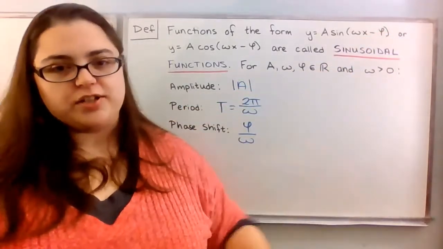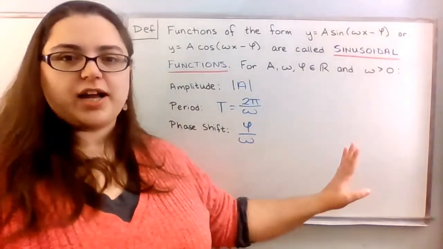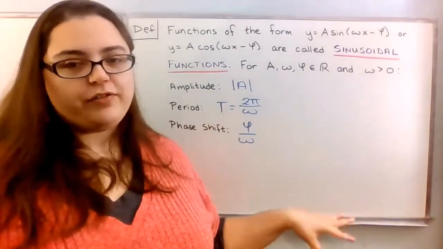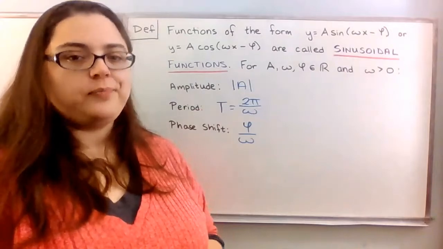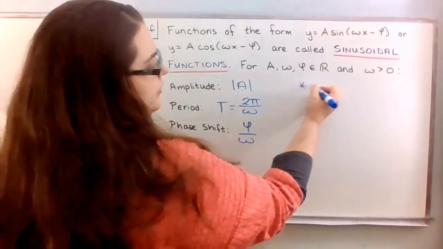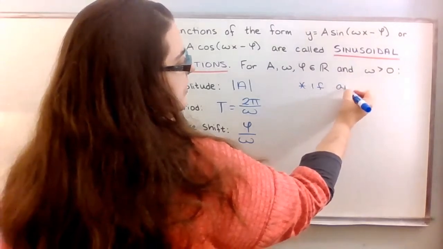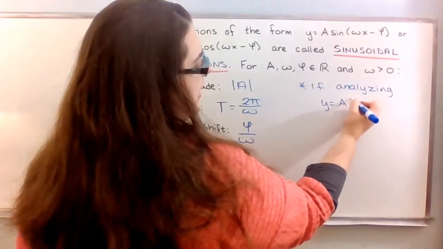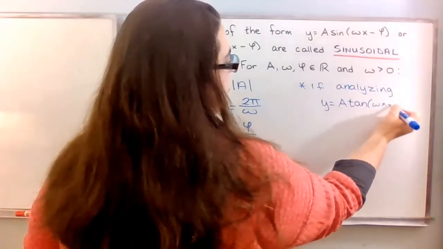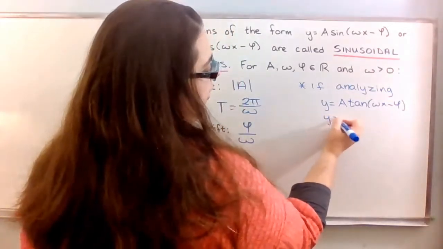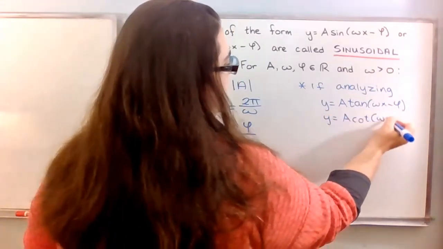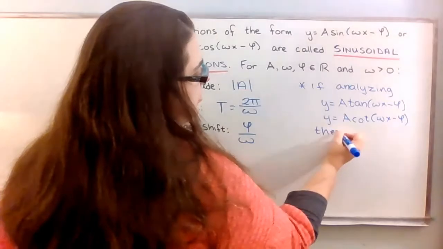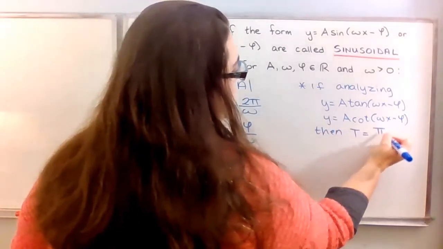All right, so these are our definitions. I do want to make a side comment here about tangent and cotangent. For the most part, we're going to be graphing transformations on sine and cosine. But if you are analyzing something like y equals a tan(omega x minus phi), or y equals a cot(omega x minus phi), then the period is going to be just pi over omega.